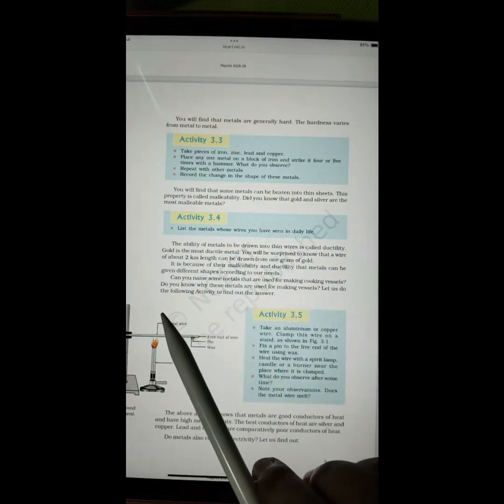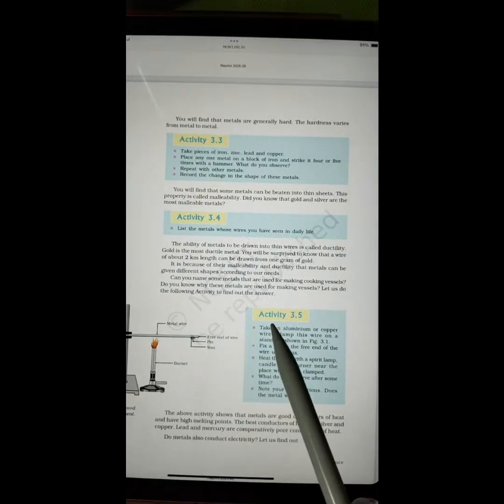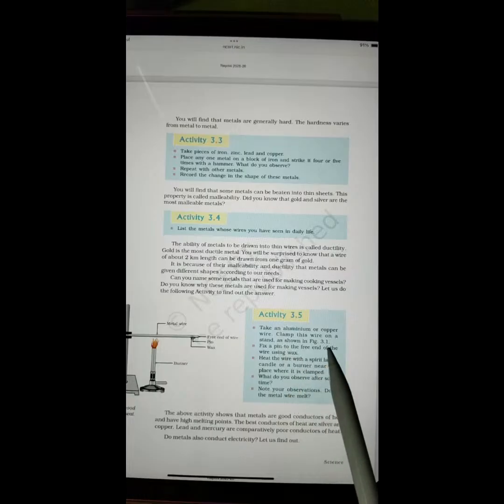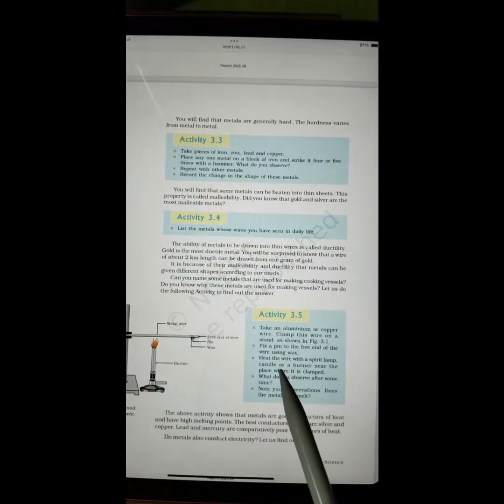Let us do the following activity to find out the answer. Activity 3.5. Take an aluminium or copper wire. Clamp this wire on a stand as shown in figure 3.1, this one. Fix a pin to the free end of the wire using wax. Heat the wire with a spirit lamp, candle, or a burner near the place where it is clamped. What do you observe after some time? Note your observations. Does the metal wire melt?